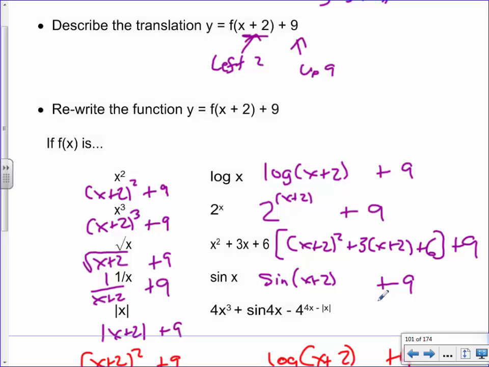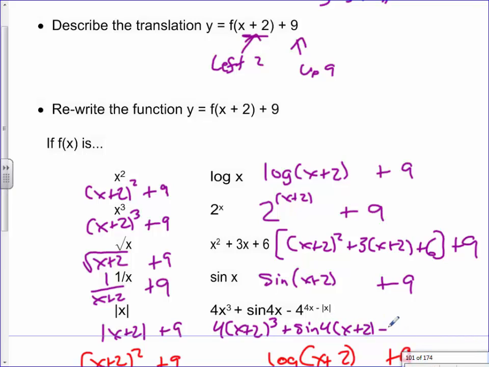And then one more. I'm just kind of going crazy on this last one. Everywhere you have an x, replace it with x plus 2. So this would be 4 times (x plus 2) to the 3, plus sine of 4 times (x plus 2), minus (x plus 2) to the power of 4, minus the absolute value of x plus 2. And then at the very end, save a little bit of room for a plus 9.